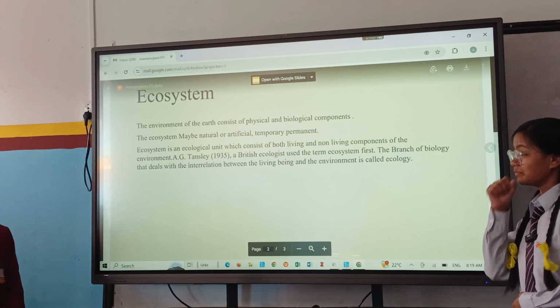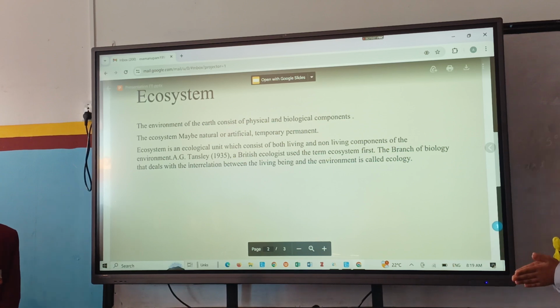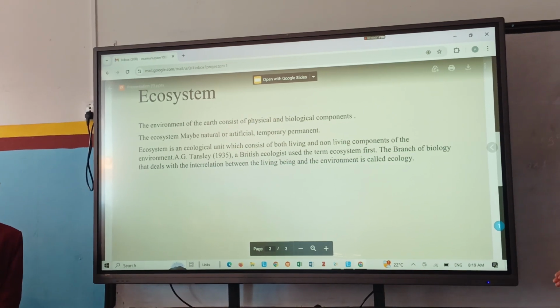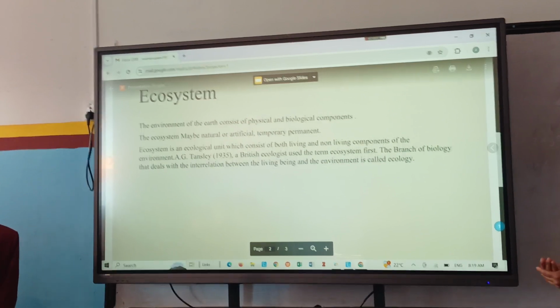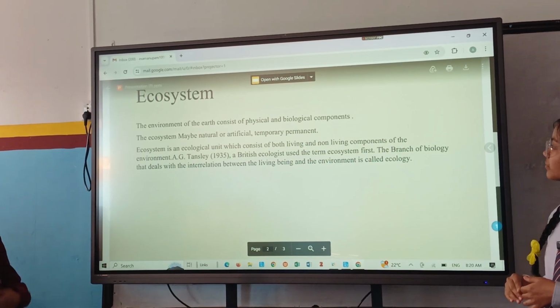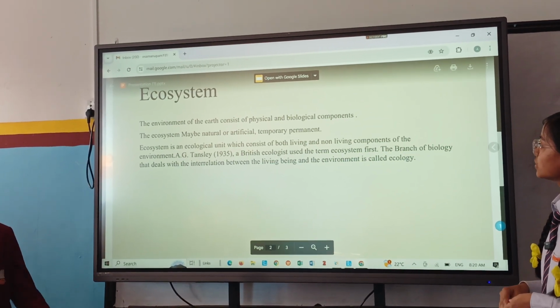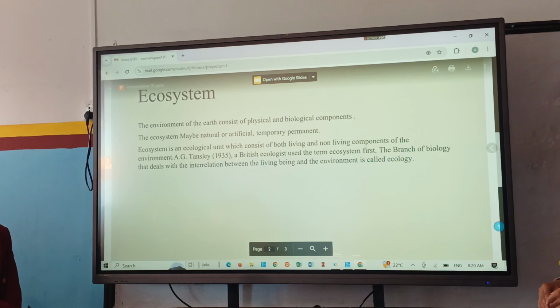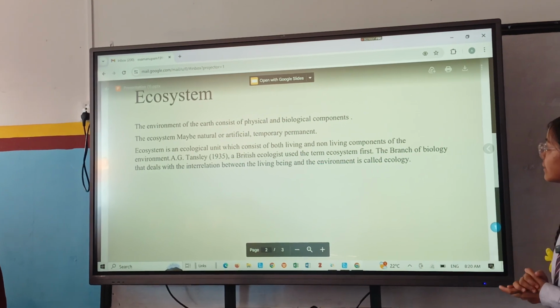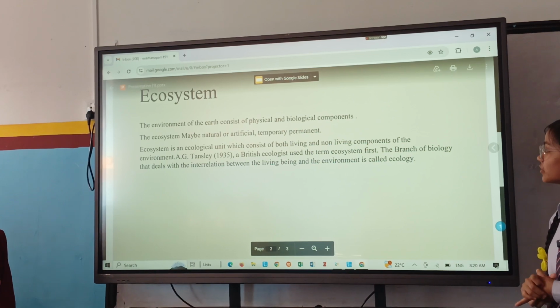Here it is mentioned about ecosystem. The environment consists of physical and biological components. That means our environment is made up of different kinds of biotic and abiotic components, and the ecosystem can be natural, artificial, permanent or temporary also. Ecosystem is an ecological unit. That means it is a basic unit of the environment that consists of living and non-living components of the environment.